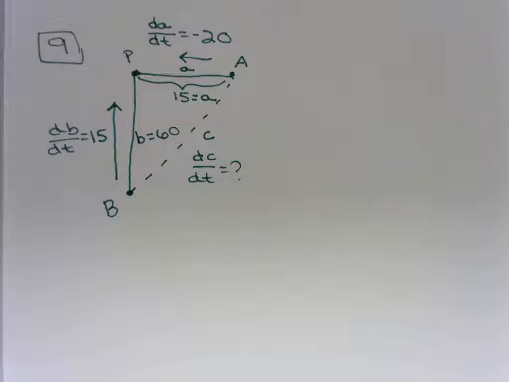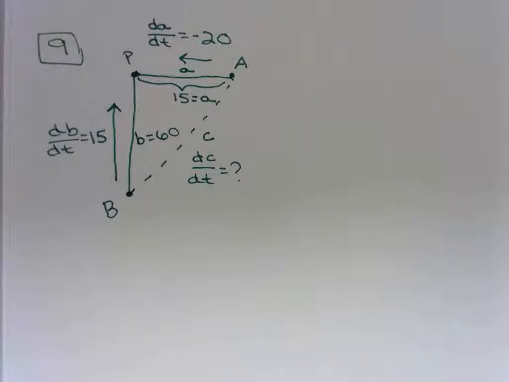Now as I just look at this, we can answer the next question. If A is moving left and B is moving north, the distance between them is going to be increasing or decreasing? Decreasing. A is moving left, B is moving north, so the distance between them is going to get smaller because they're both going toward point P. So I'm expecting that dc over dt will be negative because it should be decreasing, which makes sense if you think about the picture.